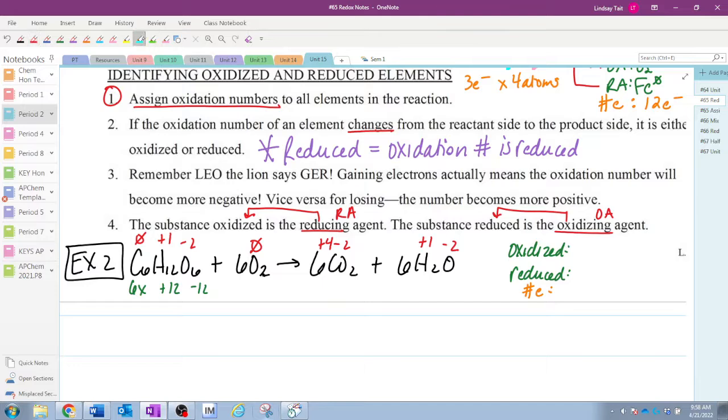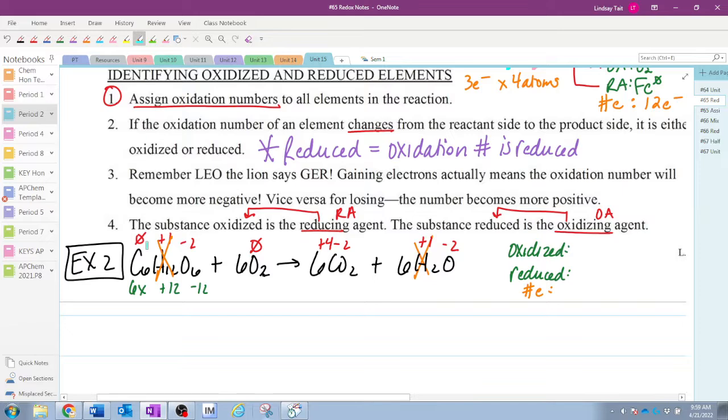Step 2, figure out the 2 elements that are changing. So there's only 3 elements. Let's focus on which one didn't change. Which element's oxidation number never changed? And that would be the hydrogen. Mrs. Tate, what about the oxygen? Well, the deal with the oxygen is some of it changed. Guys, as long as some of it changes, it counts as one that changed. They don't all have to change. So the hydrogen is none of my answers.